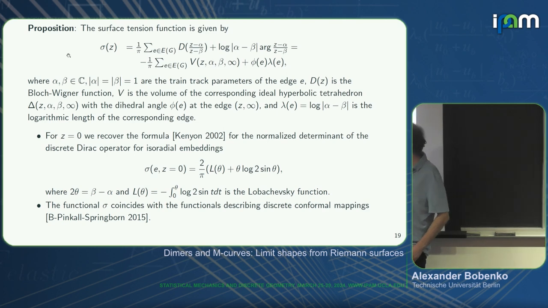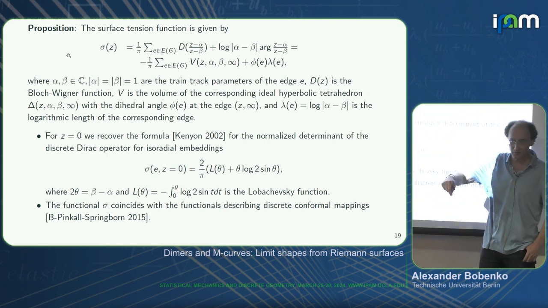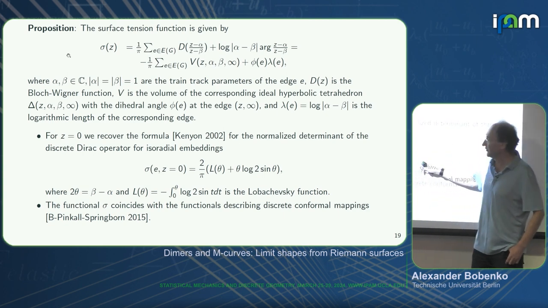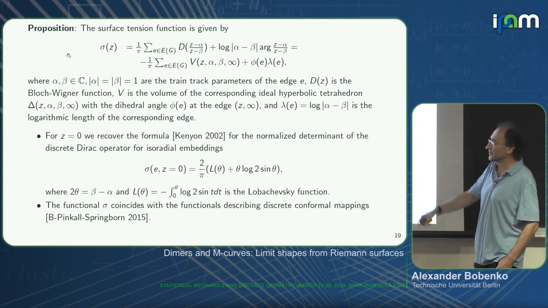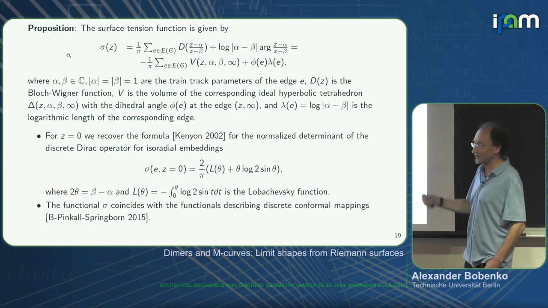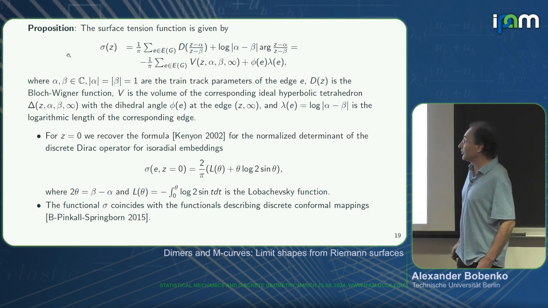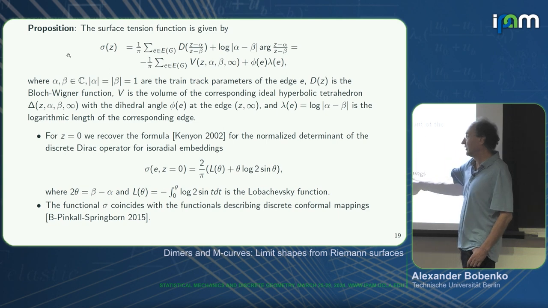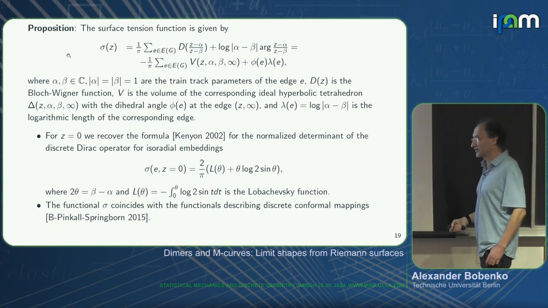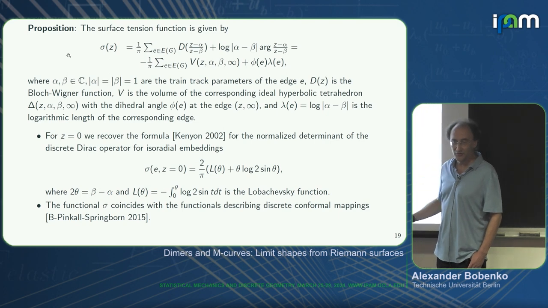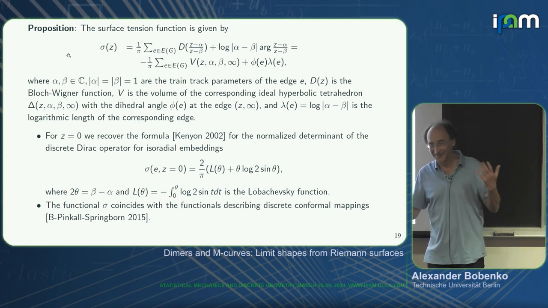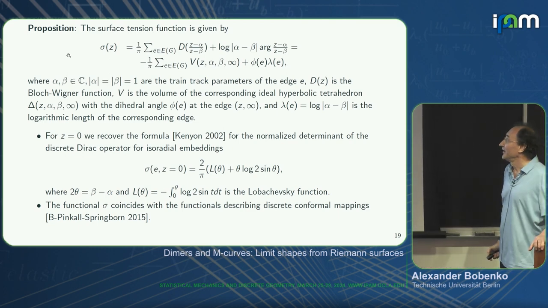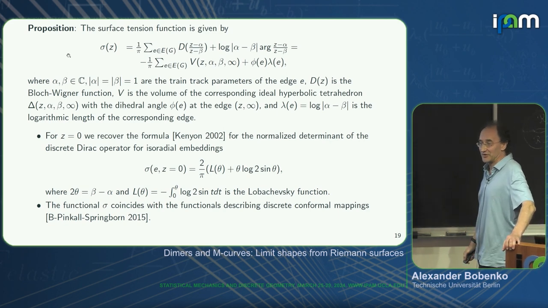Two comments, yeah? If you take z equal to zero, just at the center of your disk, then you obtain this formula, which is a formula of Kenyon for the normalized determinant of the discrete Dirac operator. So that's one check; it corresponds. And also, amazingly, this functional which appears here coincides with the functionals describing discrete conformal mappings. So that's a completely different theory, but it's the same functional. What is good about this is that the functional is convex, and that is very helpful for many things. Okay, that was a fragment of discrete geometry, a geometric interpretation for these weights.